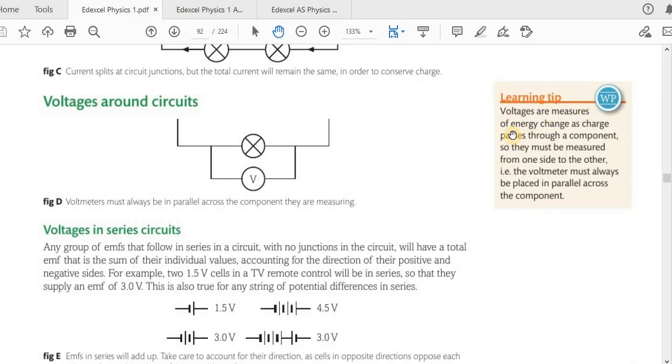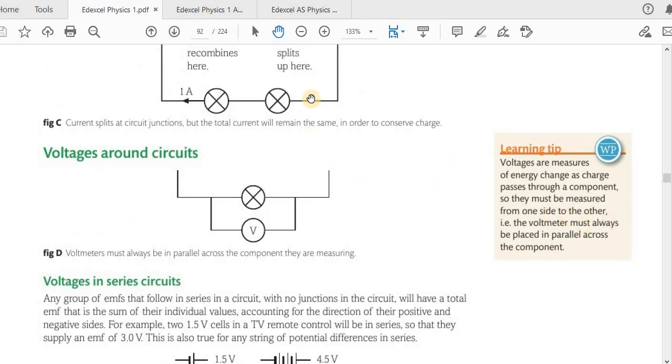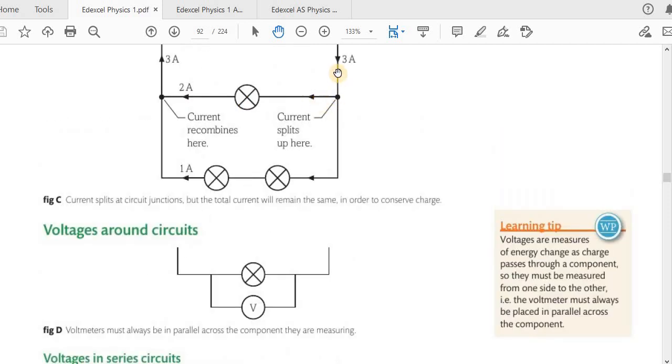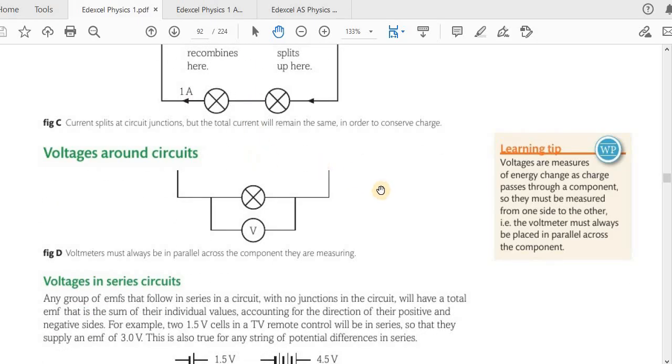Voltages are measures of energy change as a charge passes through a component. So they must be measured from one side to the other, because the charges lose energy when they pass through this. So on this side it has energy. For example, let's say here it has energy, it's not being used up, but once it comes to this side, that energy has been used up. So let's say it's 2 volts.